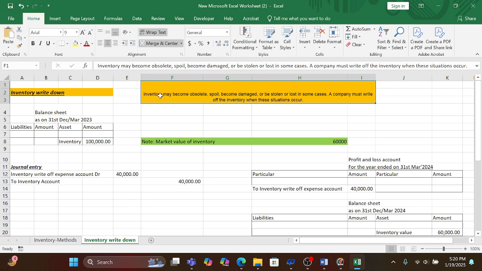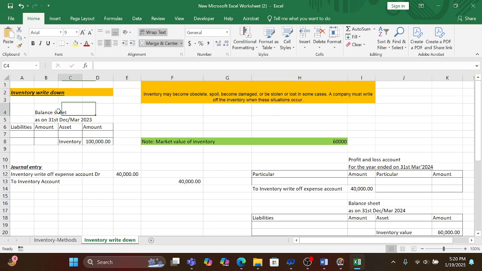Why are we reducing our inventory? There are several causes. Inventory may become obsolete, spoiled, damaged or stolen. So the company writes off that balance in that situation. Like we have a balance sheet balance of 1 lakh. When we go to the market and check the inventory value, our balance will be 60,000 rupees. Because our inventory balance is higher than the market value, we will write off that amount from our books of account.